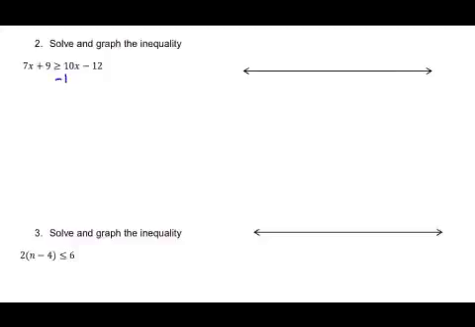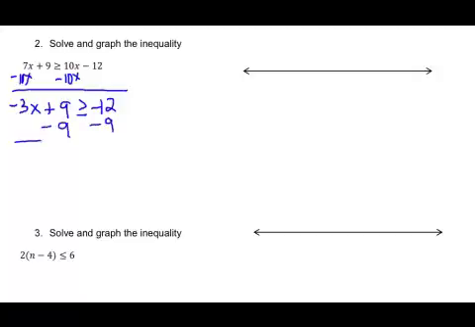So in this case, I'm going to subtract 10x from both sides. If I subtract 10x, 7x minus 10x gives me a negative 3x, plus 9 is greater than or equal to negative 12. Then we need to subtract 9 from both sides. So we have negative 3x is greater than or equal to negative 21.